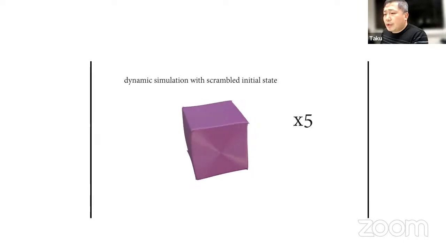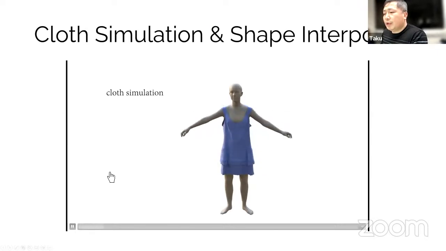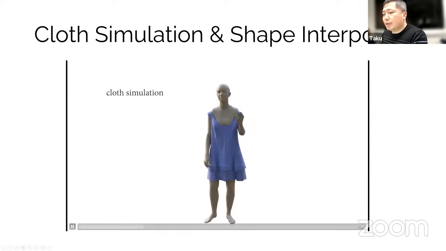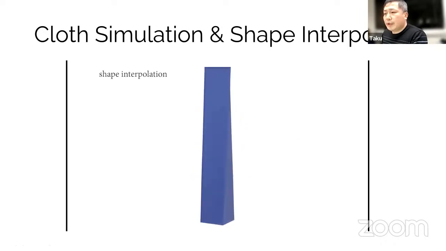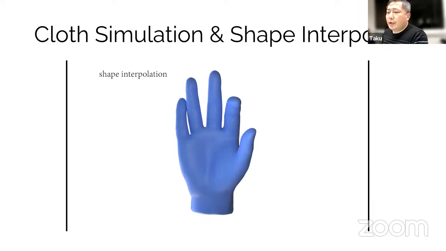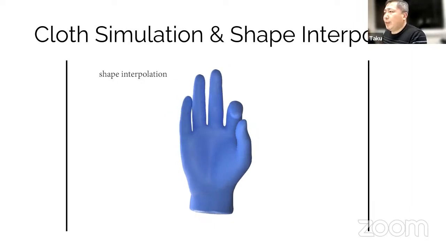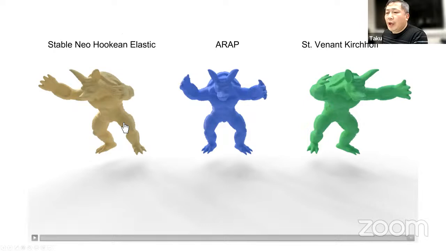Okay, and here's another example of simulating cloth. It's a pretty simple example, but you can do these kinds of things. And you can also do shape interpolation, all things that you can do with the RRP. It's doing the same thing, but using this analytical approach, we can do it more quickly.